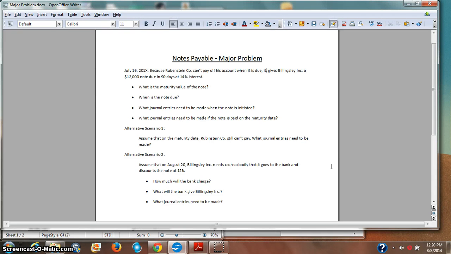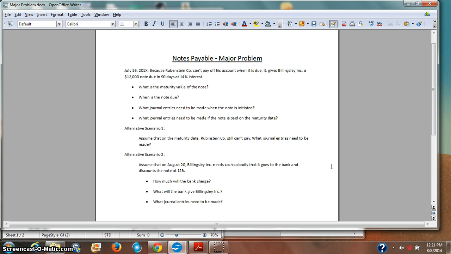Alright, we've been talking about notes payable and how to find the maturity value and the maturity date on them, and now we're going to use that to actually make some journal entries and describe some business transactions and what's going on. So here's a problem that we're going to do this with.